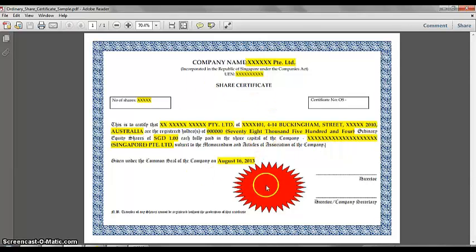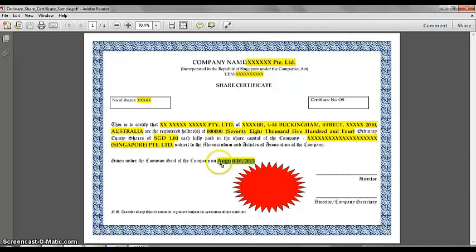Every share certificate will have to bear the common seal of the company. The common seal would have a red sticker on which there will be a self-embossing seal. When I'm talking about an embossing seal, it is a metal seal which will be self-embossed with the name of the company, the UEN number of the company, and which will also mention that this share certificate was signed on this date.